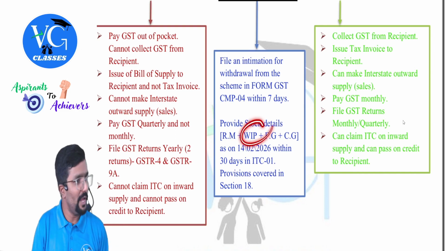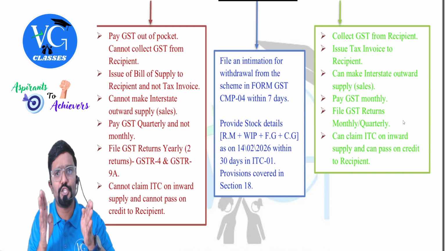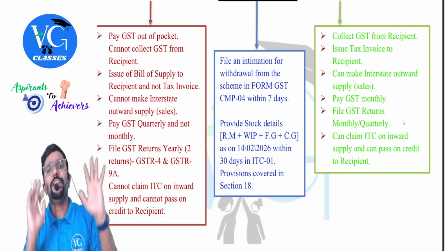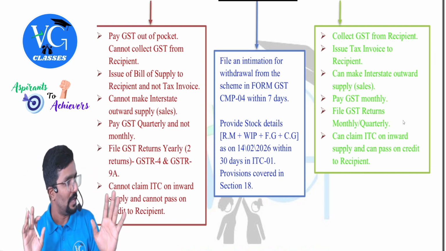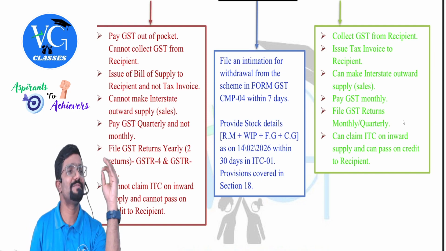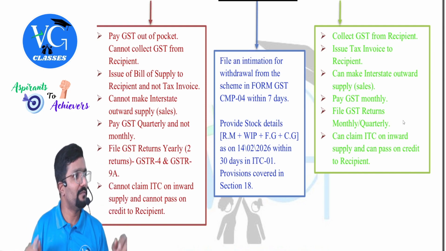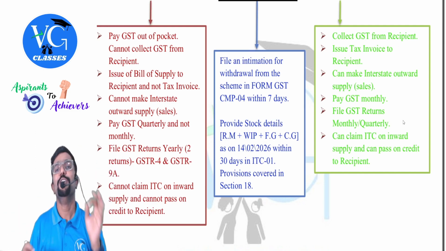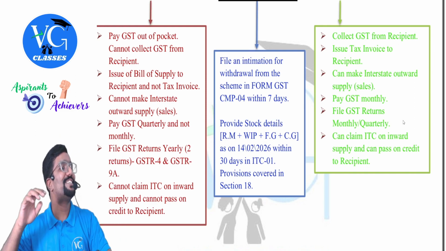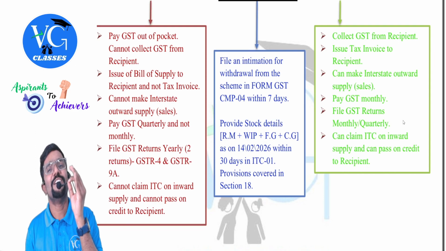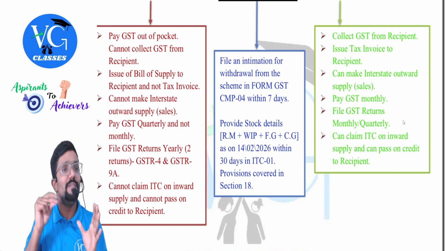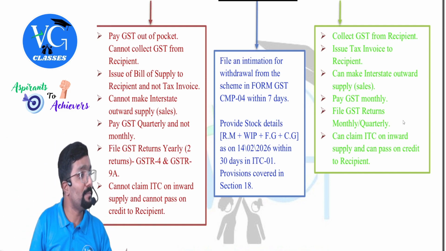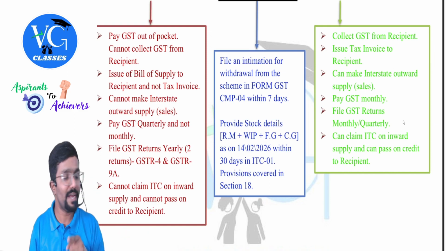Next, WIP. I purchased raw material, started manufacturing, but not completed as on 15th February. I was busy on the 14th, I couldn't complete. So manufacturing is not complete. When will I complete it? On or after 15th. So when will I complete this and sell? On or after 15th. So in this way, will I pay tax at composition rate or normal rate? Normal rate. So should I get credit on this? Yes.